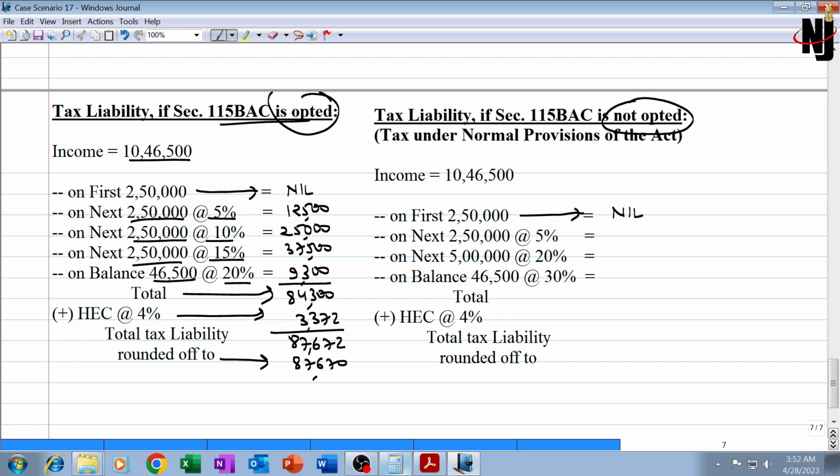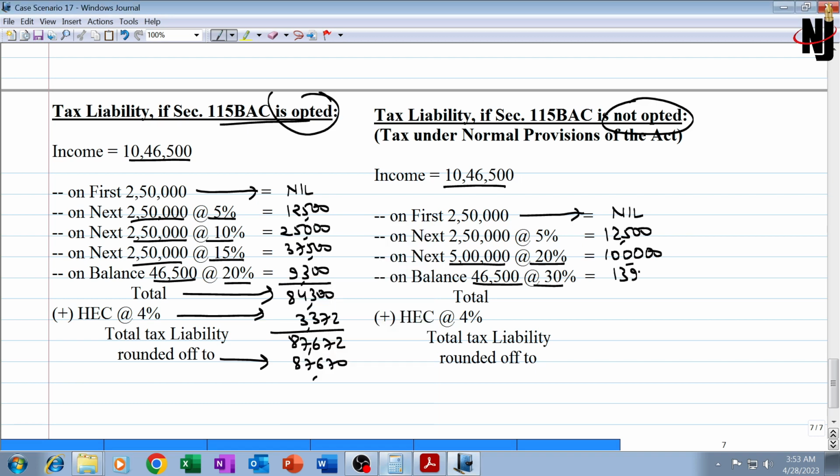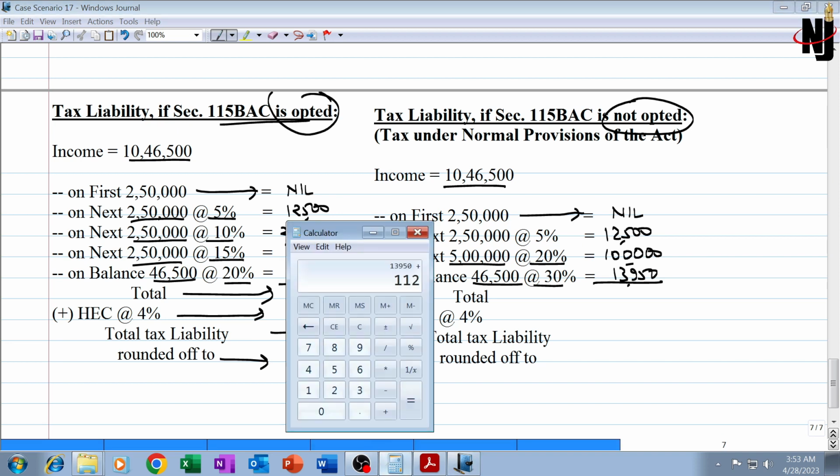If 115BAC is not opted, then the income will still remain 10,46,500. First 2,50,000 nil, next 2,50,000 at 5% will be 12,500. Next 5 lakh will be taxable at 20%, unlike the 2,50,000 slab. And the balance 46,500 at 30%. 46,500 into 30% will be 13,950. 13,950 plus 12,500 plus 1 lakh is equal to 1,26,450.